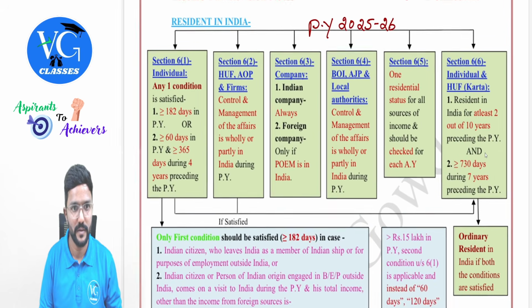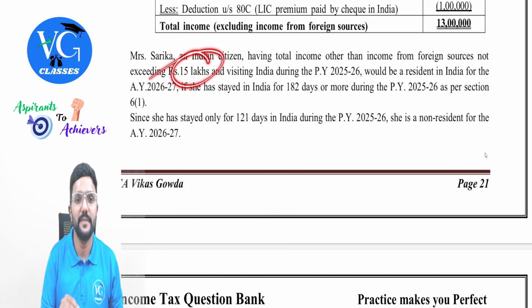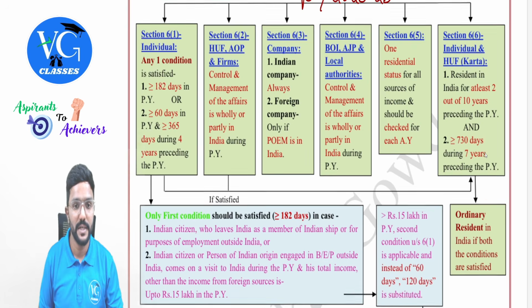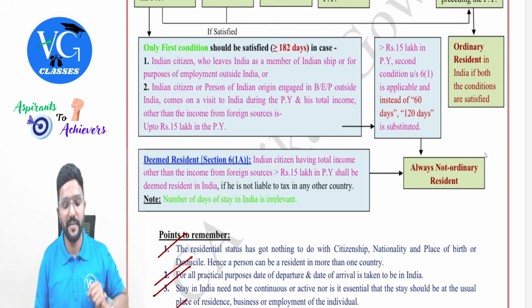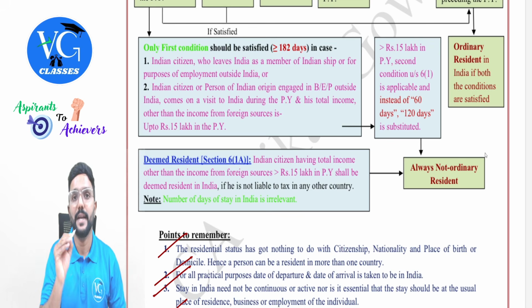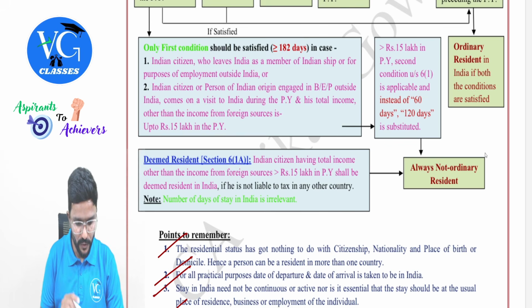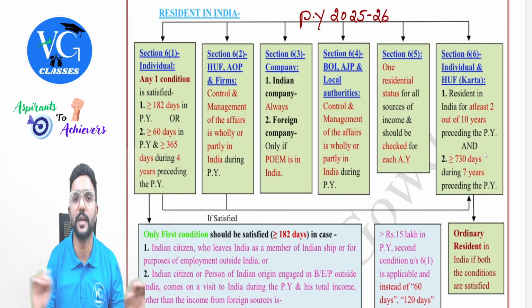Sarika, an Indian citizen having a total income other than income from foreign sources not exceeding 15 lakh and visiting India during the previous year, would be a resident in India for assessment year 26-27 if she has stayed in India for 182 days or more during previous year 25-26 as per section 6(1). Why, sir? Because she would be covered in this point, guys. She is settled outside India and during the previous year she is coming to India for a visit and her Indian income is up to 15 lakh. That is total income other than the income from foreign source. So she will fall under this provision, in which case the second condition is not at all applicable.